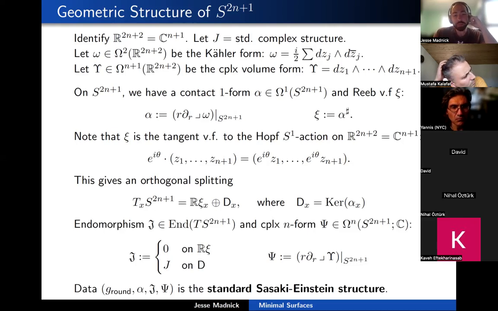Moreover, there's this endomorphism as well on the tangent spaces. What you do is you just take J on D, where D is a 2n-plane, and then you extend by 0 to the Reeb line. And finally, you have this complex n-form, obtained from the complex volume form on R^{2n+2}, and you can play the same game that you did with alpha. The result is that all of these tensors, the round metric, alpha, φ (the endomorphism), and psi, comprise a Sasaki-Einstein structure. This is the standard Sasaki-Einstein structure on the 2n+1 sphere.